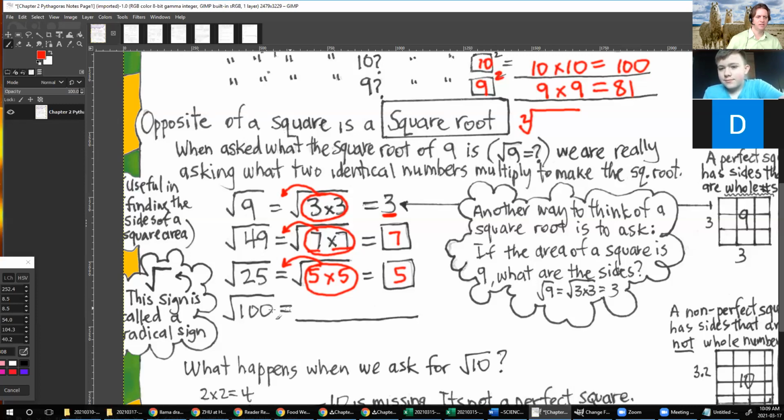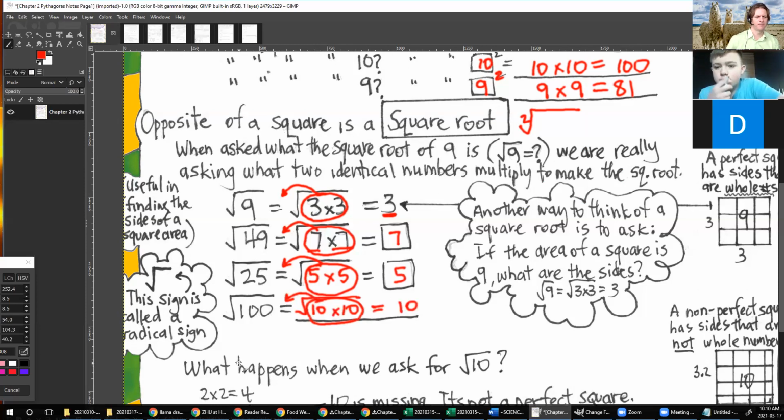And last but not least, square root of 100 is the same thing as square root of 10 times 10, because those are the two identical numbers that make 100. Because I've got a pair, I'm going to circle those. I'm going to pull them out of that square root, and it just becomes one of these pairs, which is 10.